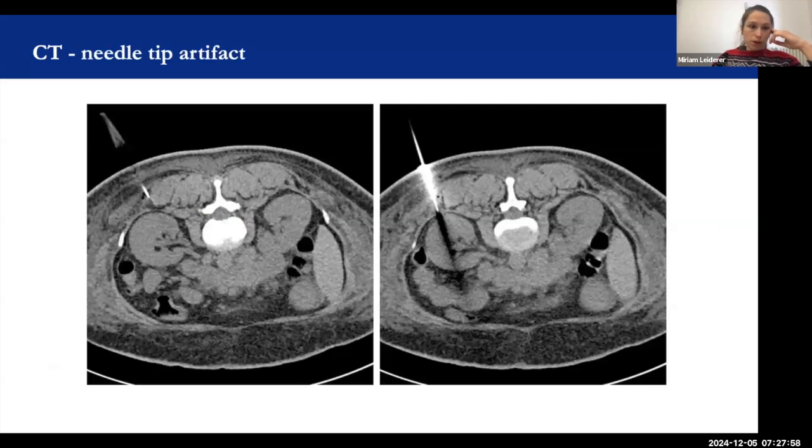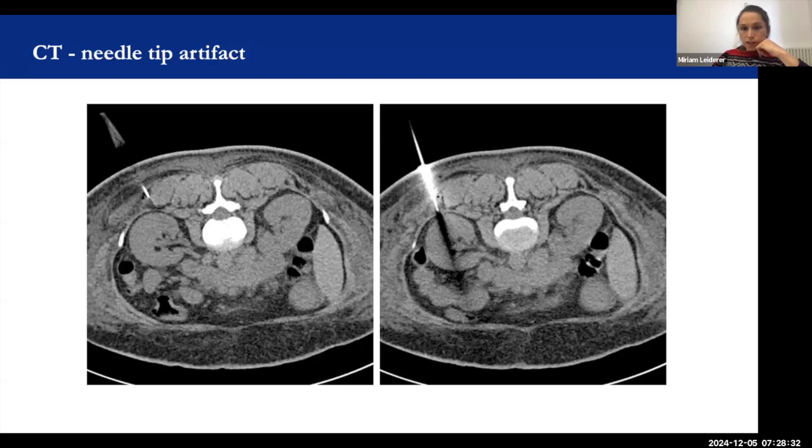Here's an example. On the left image, we see one bit of the needle, but we see that it's traversing the image plane, because otherwise we'd be able to see the entire needle or no needle at all. So it's traversing the plane, so we don't really know if this is the tip of the needle or if this is just a part of the needle and the tip is outside the imaging plane.